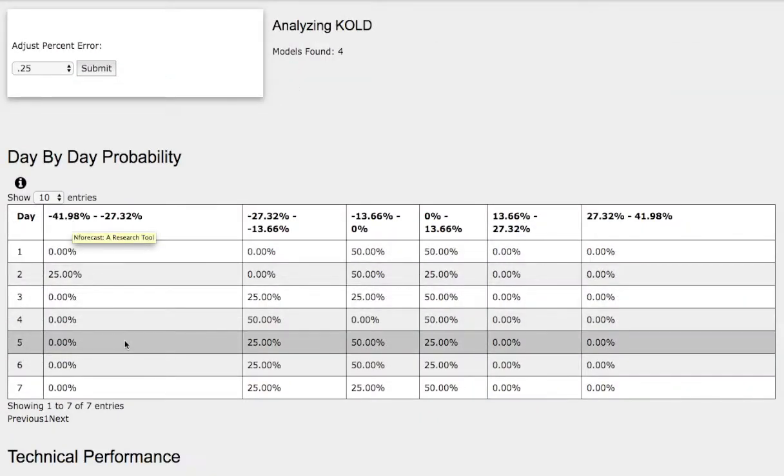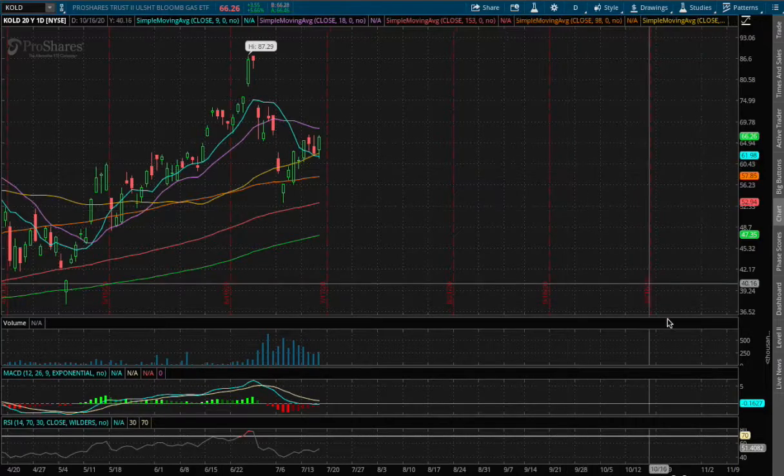As we progress to the 5th day, a week of trading, we have a 25% chance for COLD to climb between 0 to 13%, and to the downside we have a 50% chance for it to fall between 0 to negative 13%, and in the extreme case to the downside we have a 25% chance for it to fall between negative 13% to negative 27%. We'll be using up 13% and down 13% as our support and resistance levels.